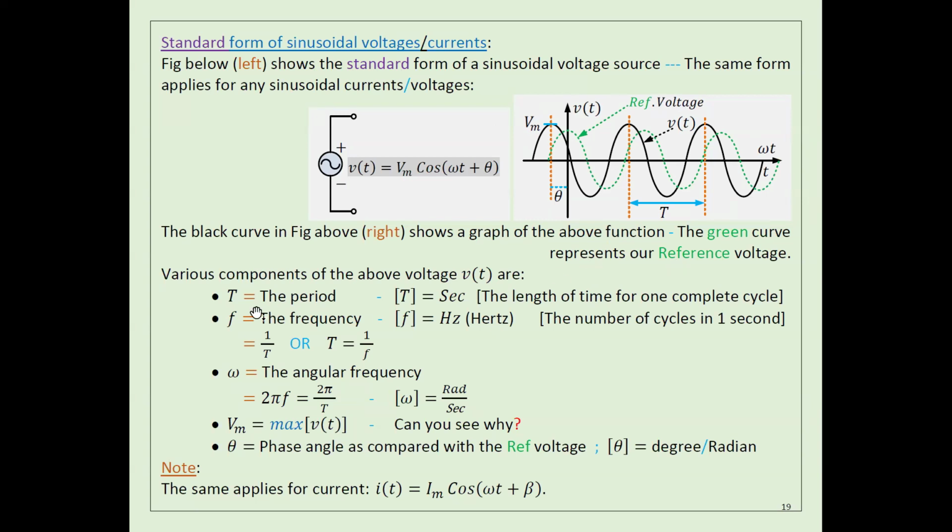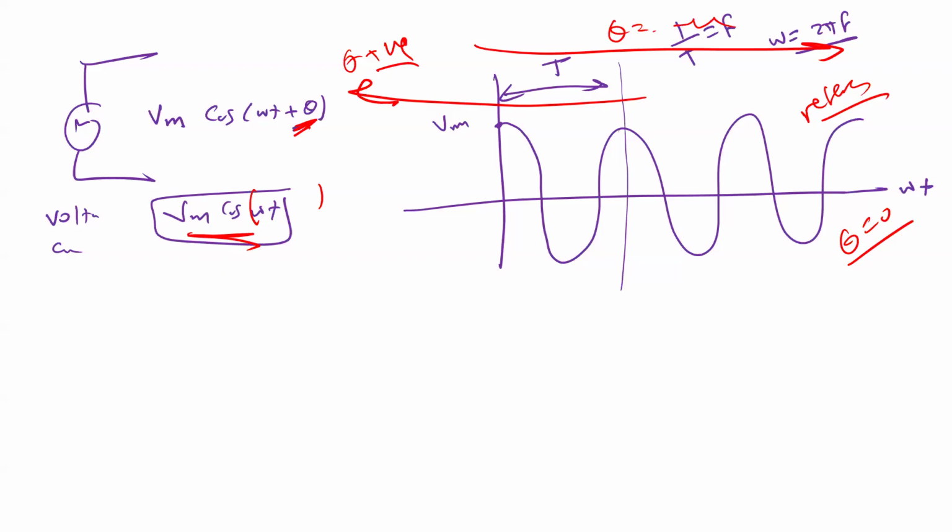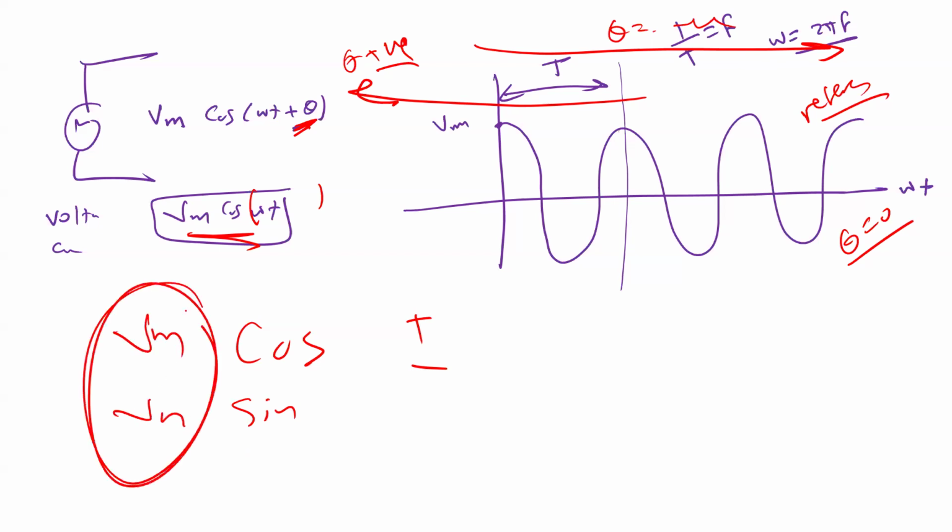Is that okay? So here T is the period, F is the frequency, which is 1 over T, and omega is 2 pi f. Vm is the magnitude. The cosine itself has a maximum value of positive or negative 1. Same thing for sine: the maximum is positive 1, the minimum is negative 1, right? But when you multiply by Vm, now the maximum becomes Vm, and the minimum becomes negative Vm.